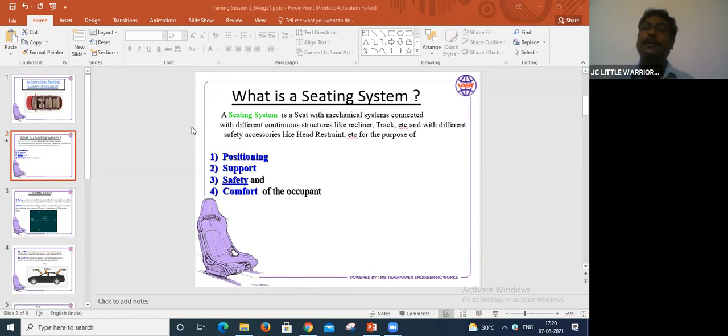And then you have a seat belt which can protect you during an accident by arresting your motion. I'll show you a video in which you can see how it arrests and protects a passenger who sits in it. And so with different structures like recliner, track, etc., with different safety accessories like headrest restraint, etc., for the purpose of positioning, support, safety, and comfort. When you say comfort, definitely the foam will give you comfort. For safety, the headrest will give you safety, and the seat belt will give you safety, as well as the other features.